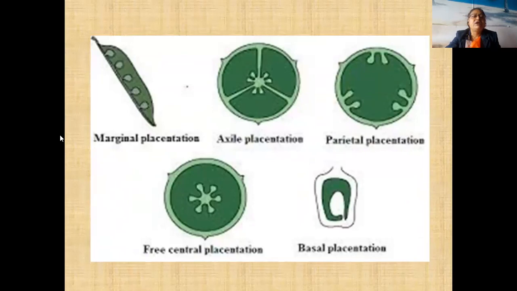So in this diagram, marginal placentation: ovules are on the fused margin. Axial: ovules are attached on the central axis, in a multilocular ovary. Parietal placentation: ovules are arranged on the inner wall of a unilocular but multicarpellary gynoecium. Then basal placentation: a single ovule is present at the base of a unilocular inferior ovary. Free central placentation: ovules are arranged on the central axis but not attached to the ovary wall.